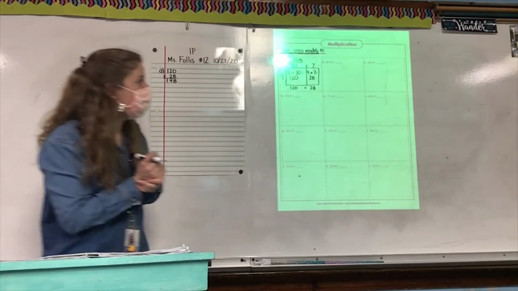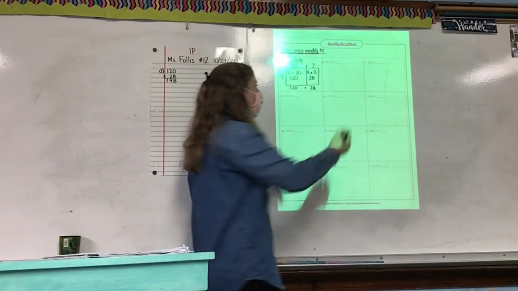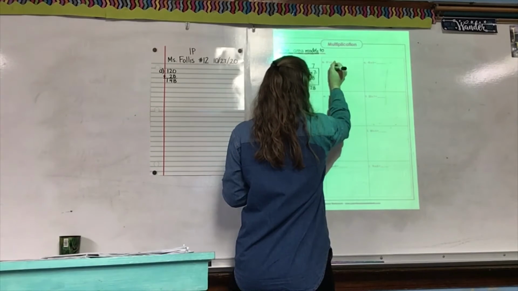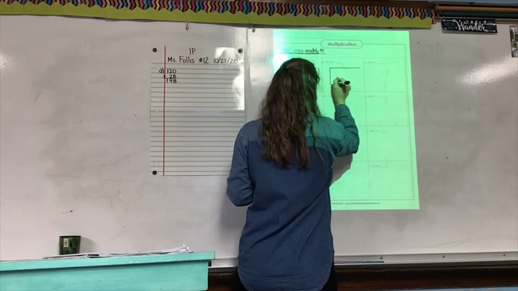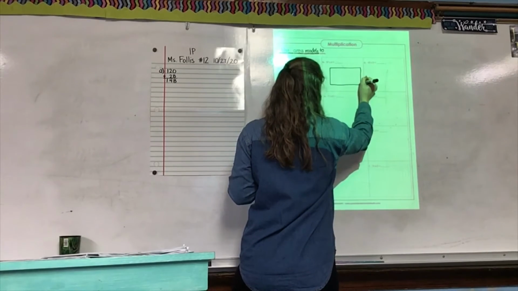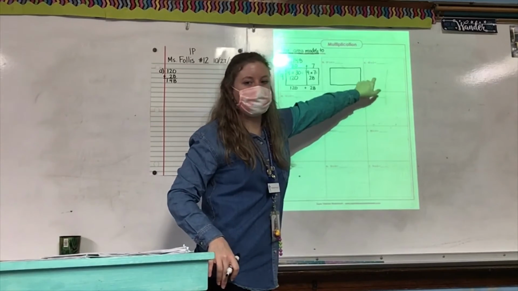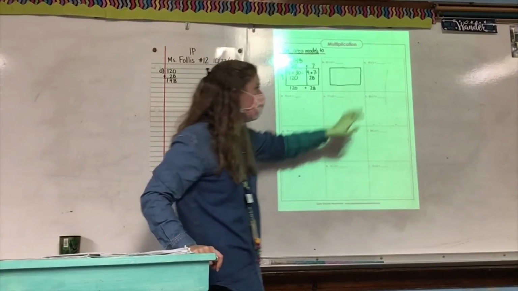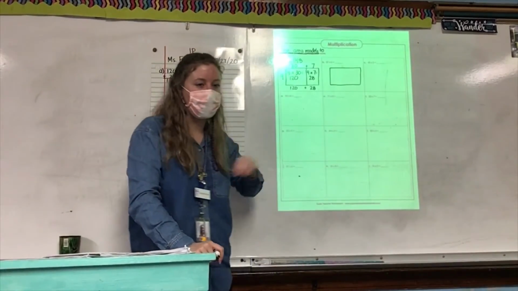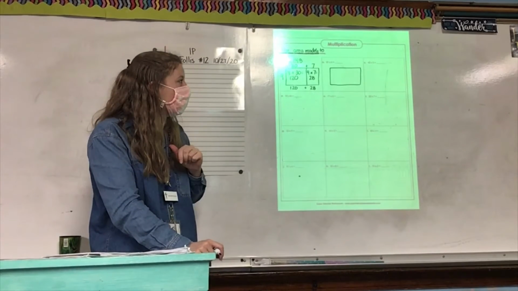Okay, B, 87 times 6. Step 1, draw a large rectangle. Make sure you give yourself room on the left side, the top, and the bottom. You don't really need room on the right, but don't make it go over into the other square because that could just be confusing and then it gives you less space in the next square. There's step 1.